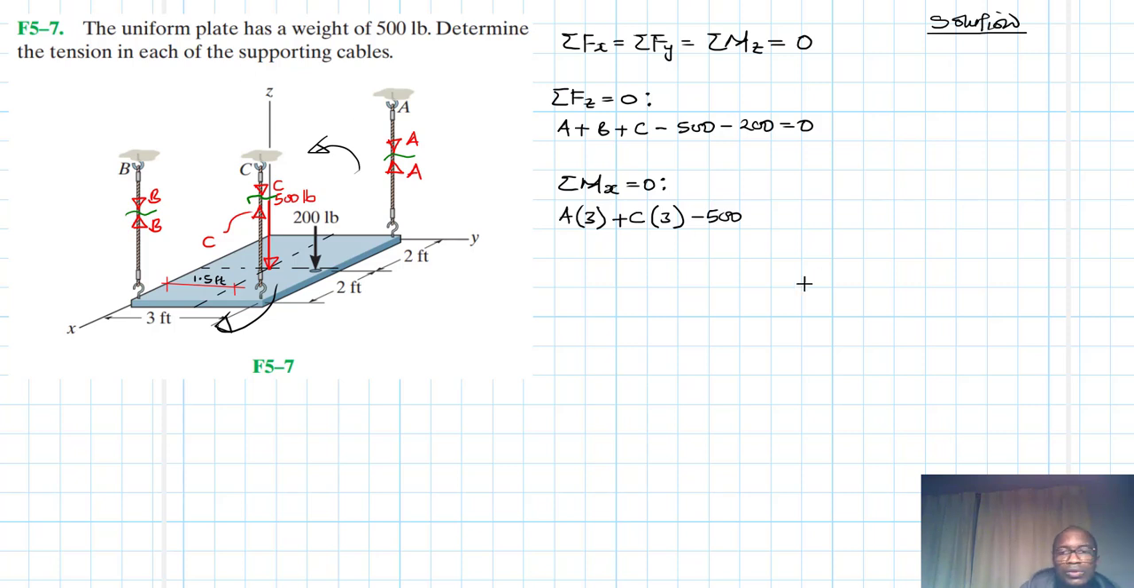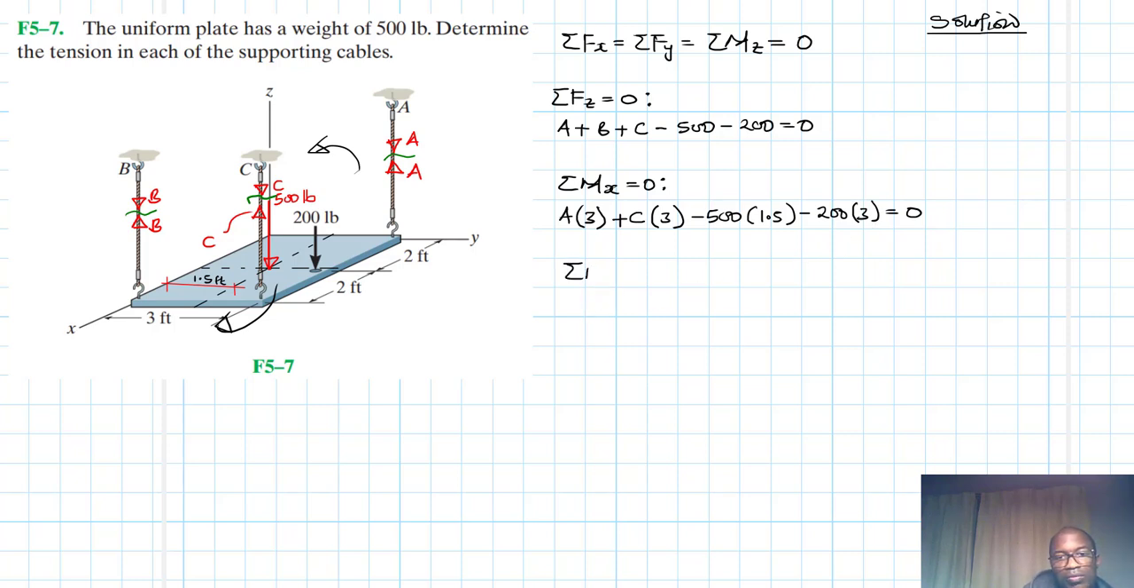Okay. So this 500 times 1.5, and then the 200 will also give us a minus, which is 200 times 3, equal to 0. Great. And then what else?